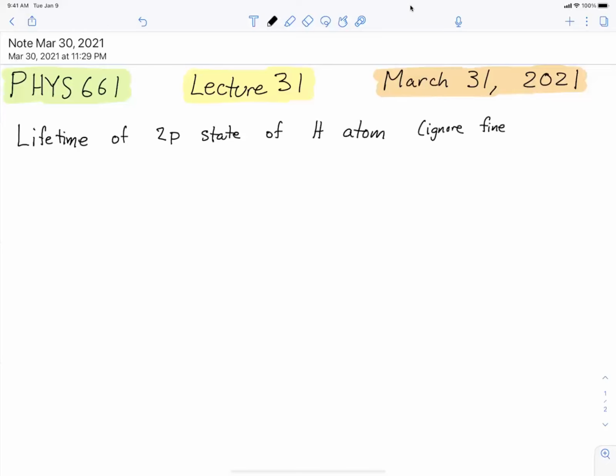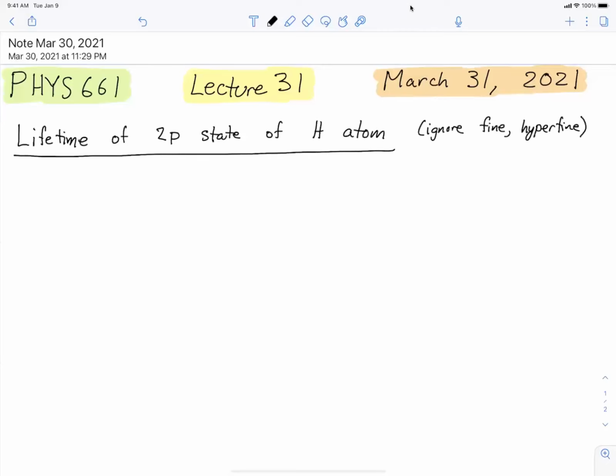So the problem we're going to do is to calculate the lifetime of the 2p state of the hydrogen atom. And we're going to ignore the fine and hyperfine effects, which turn out to be small for this problem.